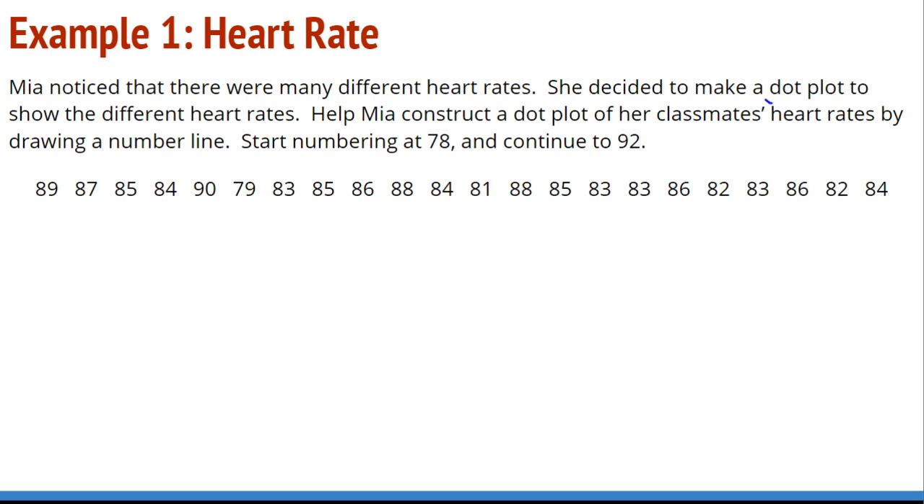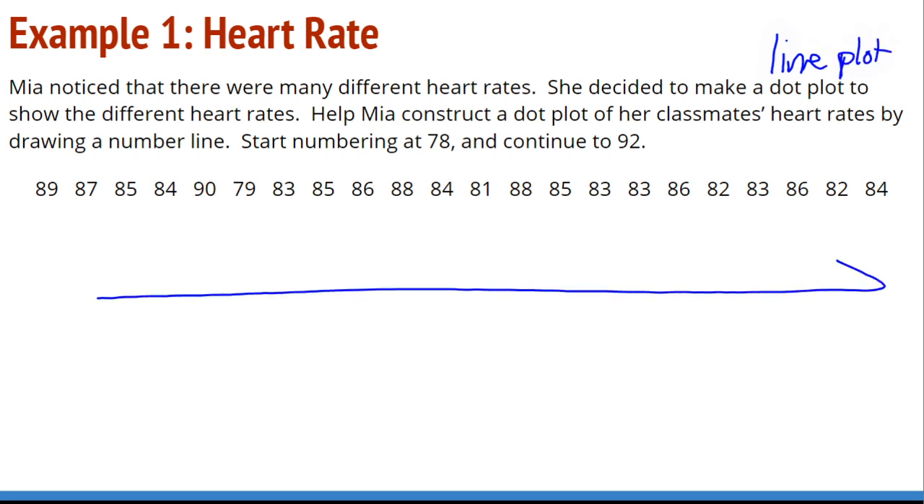So one way that we can represent data is using dot plots to show the different heart rates. We're going to help Mia construct a dot plot of her classmates' heart rates by drawing a number line starting at 78 and continue to 92. Dot plots are also known as line plots because what we do is we actually construct a number line. And instead of starting at 0, we take a look at our data and we decide where we need to have our line go from. Now they've said start at 78 and go to 92.